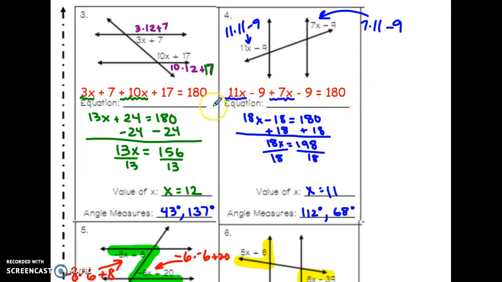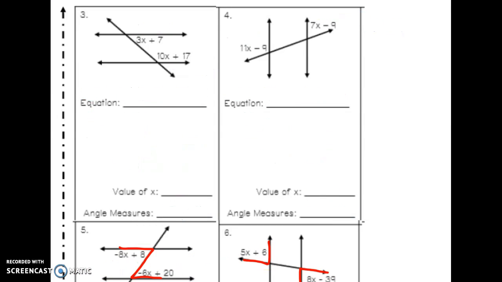The other angle that we set up, remember, you're going to combine like terms again, and you're going to solve. This time we get x equals 11. And again, plugging in 11, we have our 7 times 11 minus 9. I believe that one's the one that's 68. And the one that is more obtuse, right, measures more than 90, would be the 11 times our x value of 11 minus 9. So these two angles add up to 180, these two angles add up to 180, and that's one way to check our work on the problem.